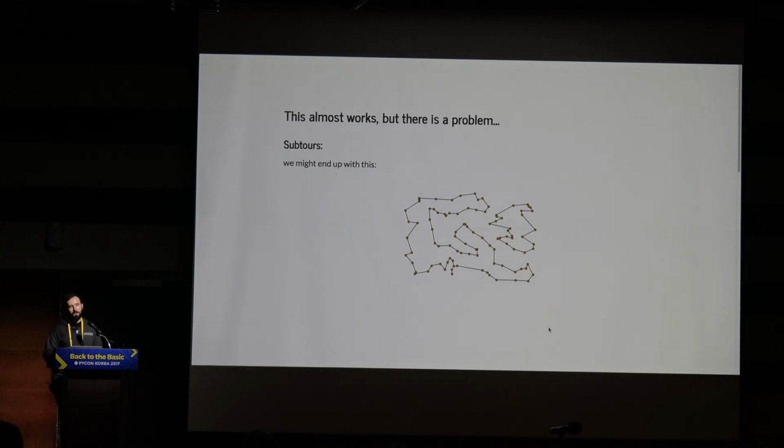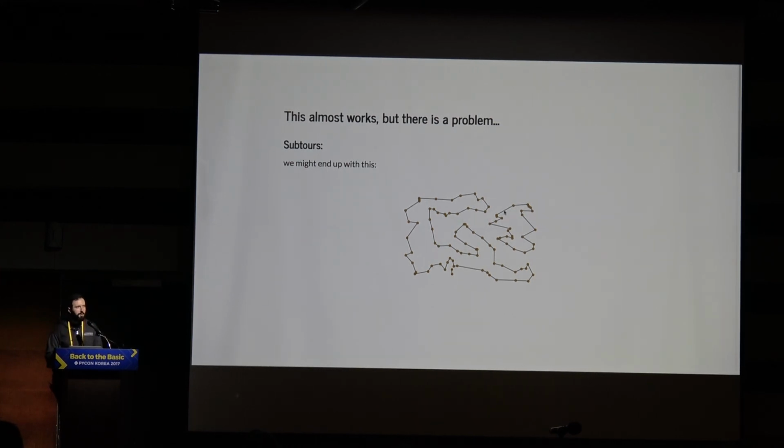And this almost works. Actually, you might get lucky and this would solve the whole problem. But in general, it probably won't. And that's because of this thing called subtours. With those equations, you might end up with this. Basically, you'll have one cycle and then another cycle. And we need some way to force these to just be one tour.